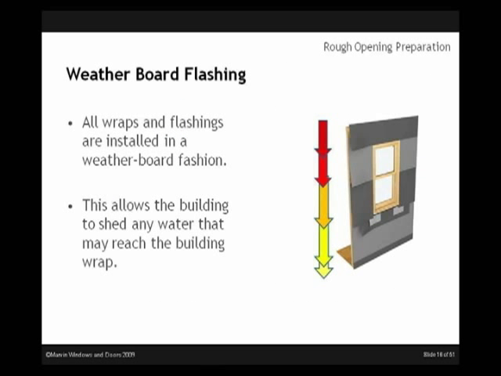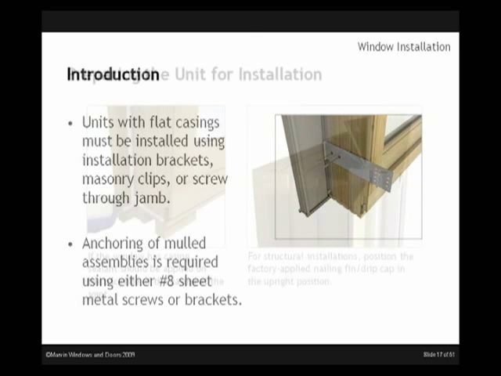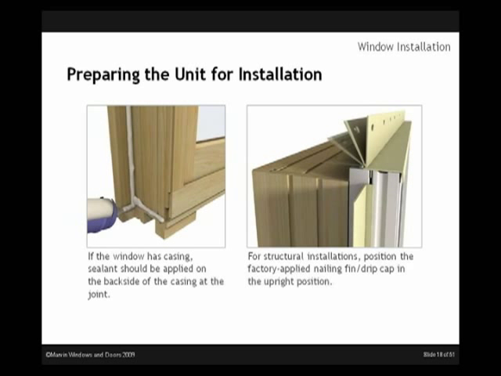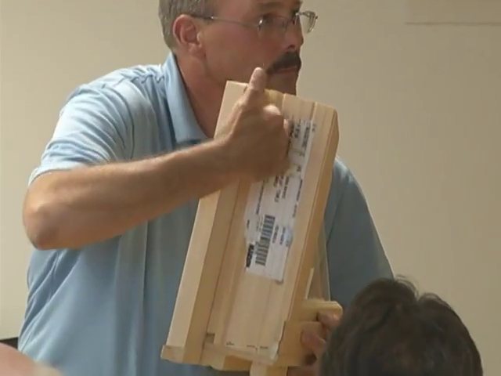We're talking about felt again, how to apply felt in a weatherboard fashion, one over the top of the other. That's a type of installation bracket or masonry clip. I'll talk a little bit about that later. Where we have a wood product in a window, before you put this wood window product in, we suggest that you caulk this joint right here, down the back side of it, okay?